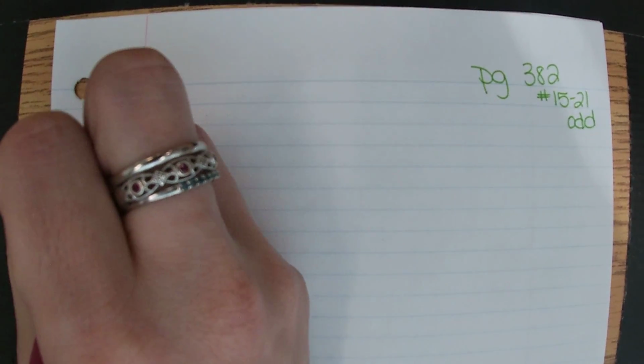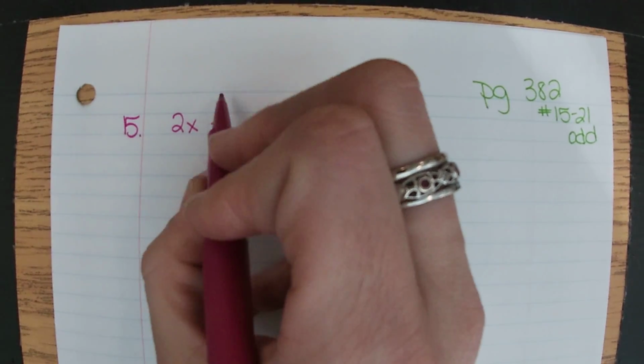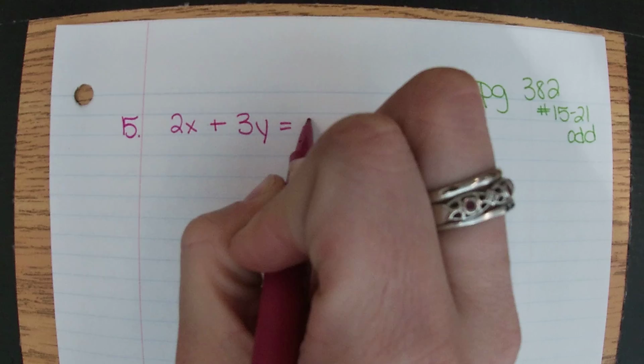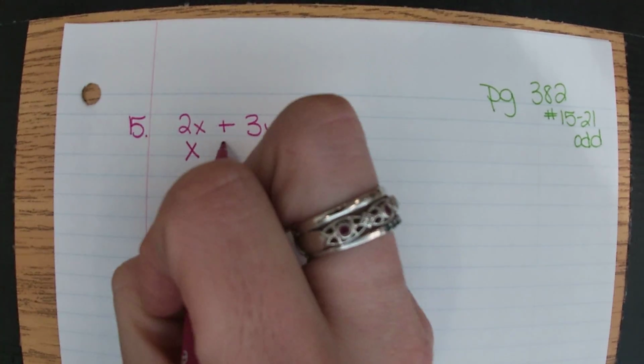So let's start with number 15, right? It's 15 through 21. So 15 says 2x plus 3y equals 9, and x plus 5y equals 8.